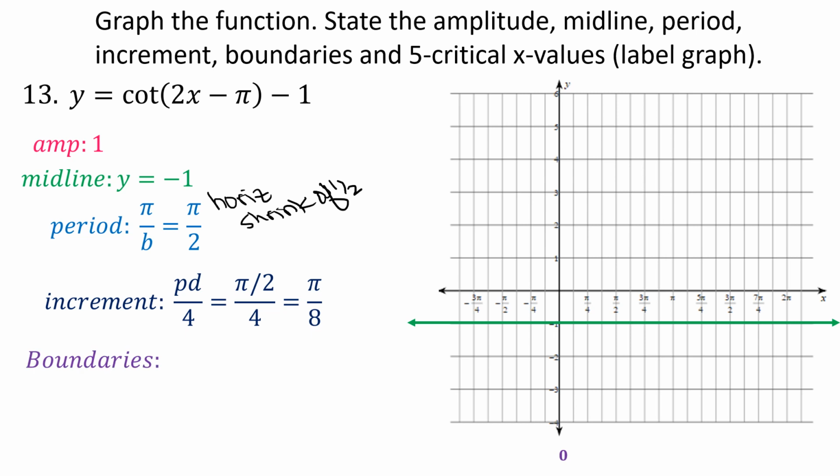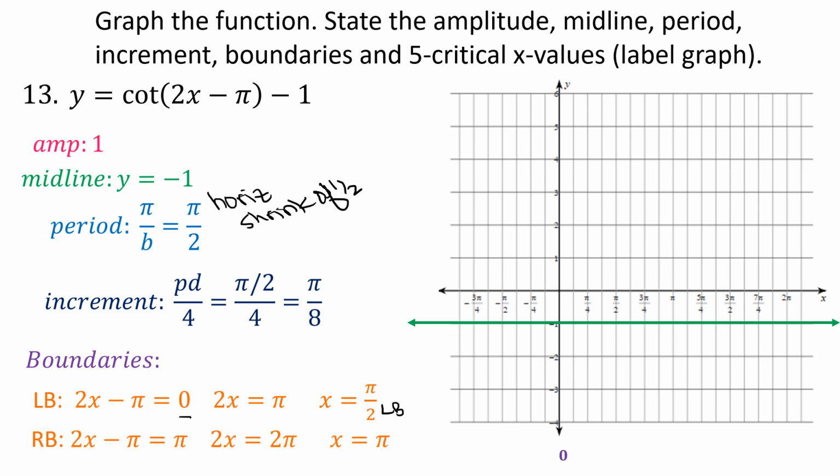The boundaries for cotangent are 0 and pi. So we're going to take 2x minus pi, set it equal to 0, add pi to both sides, and then divide by 2. So our left boundary is at positive pi over 2. Okay? And then our right boundary, set 2x minus pi equal to pi. We will add pi to get 2 pi and then divide to get our right boundary at pi. So our boundaries are from pi over 2 to positive pi.